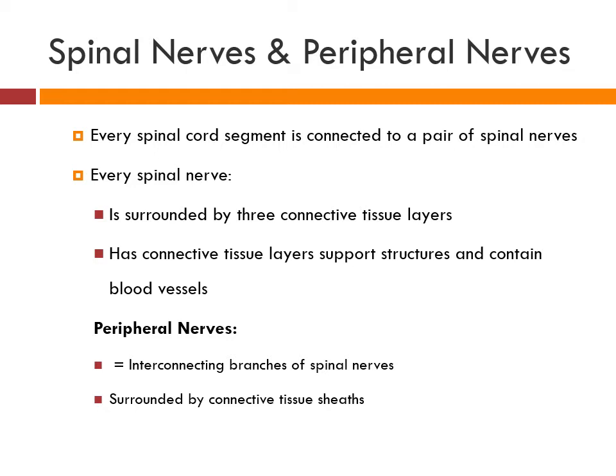Each of our spinal cord segments, like I talked about before, is connected to a pair of spinal nerves. The spinal nerves are made up by the dorsal root and the ventral root coming together in the intervertebral foramen. Every spinal nerve is surrounded by 3 layers of connective tissue that support the structures and contain blood vessels. Peripheral nerves are interconnecting branches of spinal nerves made out of those plexuses that we discussed earlier, and peripheral nerves are also surrounded by these connective tissue sheaths.